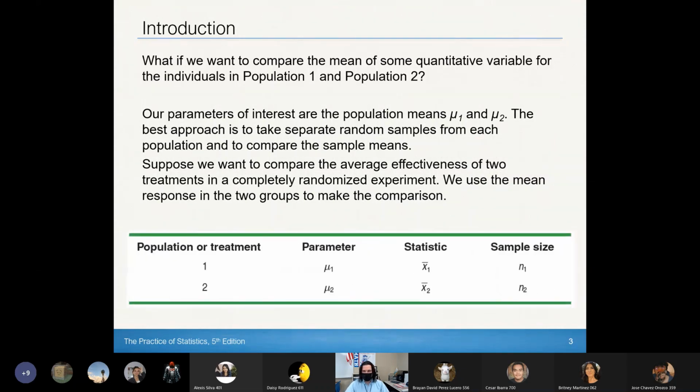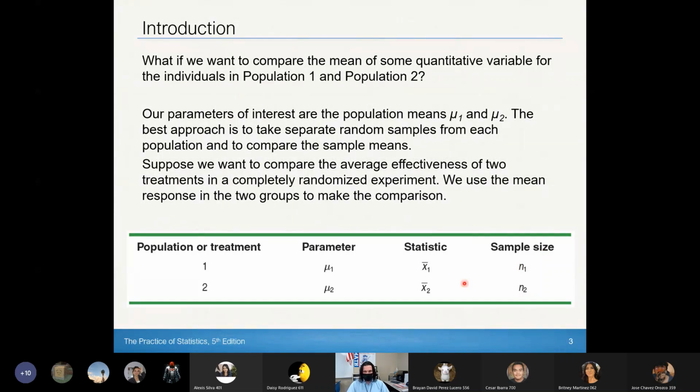And then we get a little bit of new notation. Again, similar to what we saw yesterday. For population or treatment 1, we have parameter mu subscript 1, statistic x bar with subscript 1, and sample size n subscript 1. Population or treatment 2 is mu sub 2, statistic x bar sub 2, and sample size n sub 2.